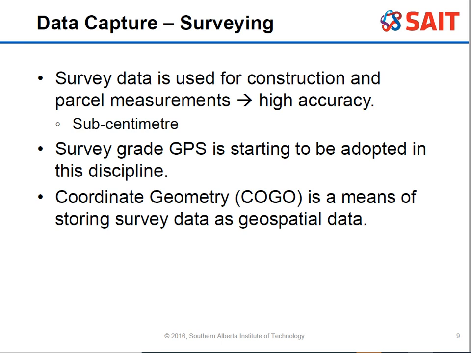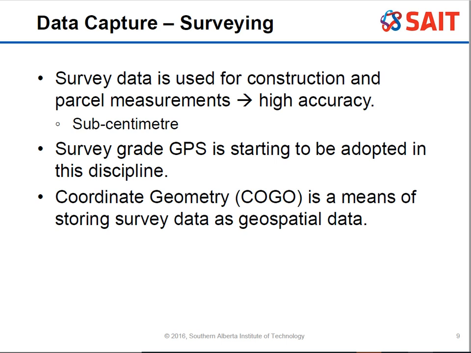So survey data is used in construction and parcel measurements, so it does have extremely high accuracy. You can get millimeter level for sure. Sometimes if you really need high precision surveys, you might get sub-millimeter level accuracy. Again, there's a lot of money that goes into that if you're going to do it. So it's like a deformation survey where you're watching something, just making sure that something doesn't move. That can become very expensive.